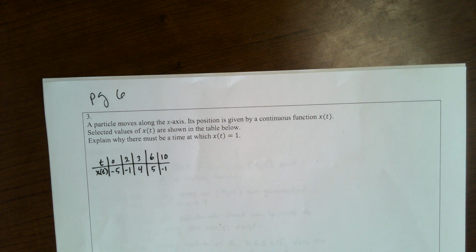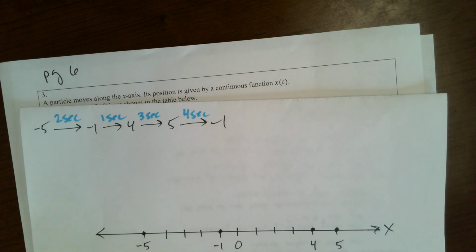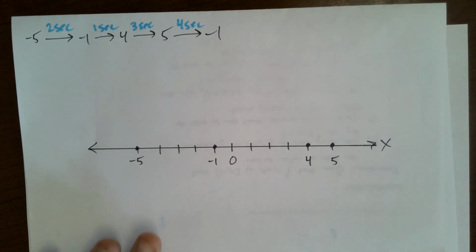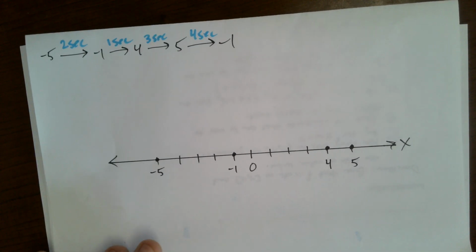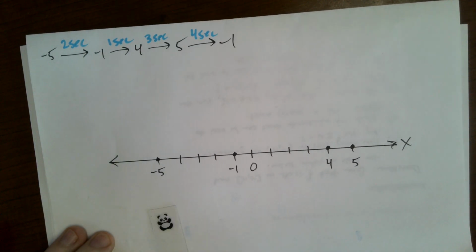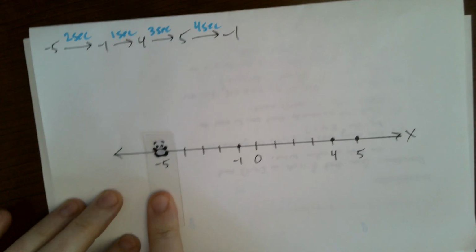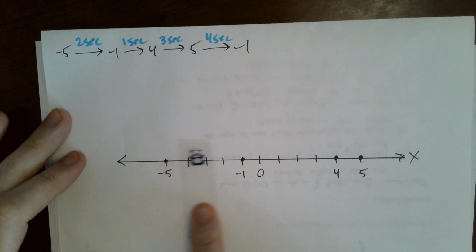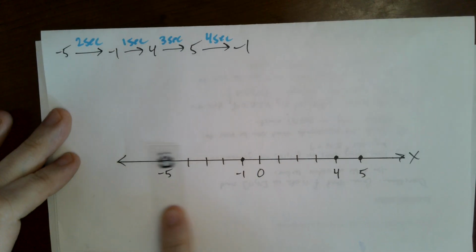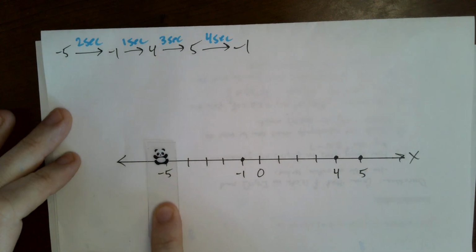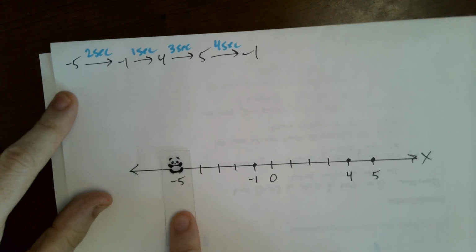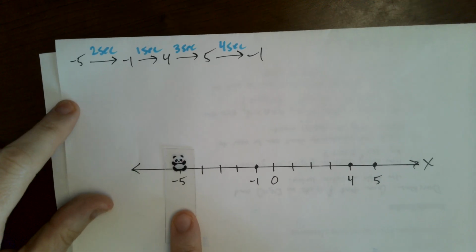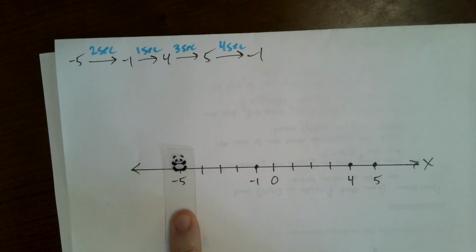Okay, so just a visual for what is going on here. Here's the x-axis, and we've got a particle, which I'll use this panda sticker for. So we've got this particle, and it's moving up and down along the x-axis. And when we start keeping time at t equals 0, the panda is located at -5.